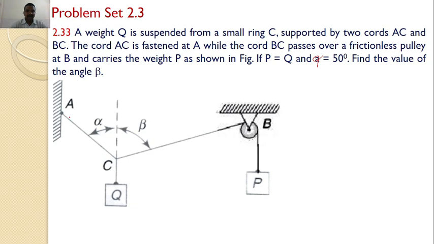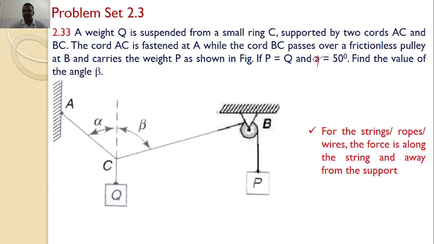That means a cord AC and a cord CB is placed like this. AC is fixed here and CB is passing over the pulley, and at C a weight Q is attached, and at this end of the cord CB the weight P is attached. Now in order to maintain this equilibrium, what is the value of the beta if alpha is equal to 50 and P is equal to Q? This is the given problem.